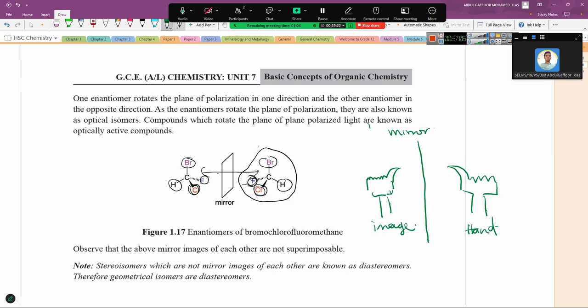Now tell me, superimposable means what? Have you heard this term superimposable anywhere in physics or somewhere? Superimposable means they can perfectly align, or they can perfectly overlap.